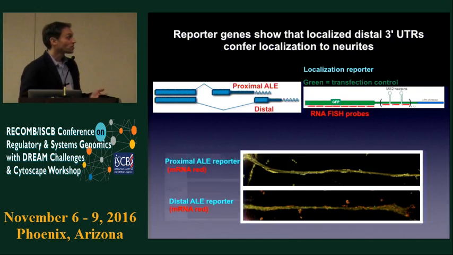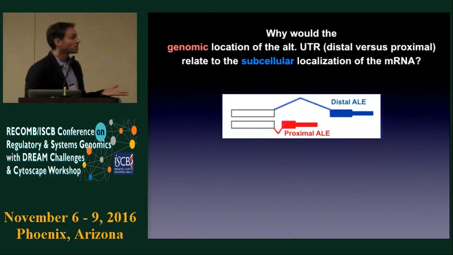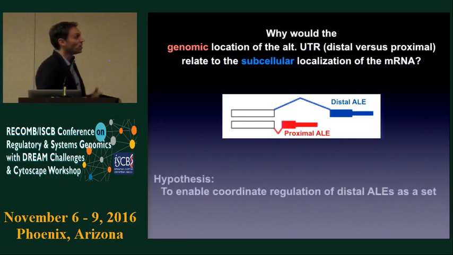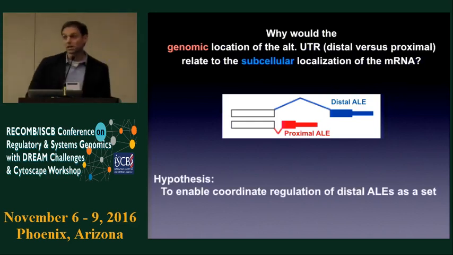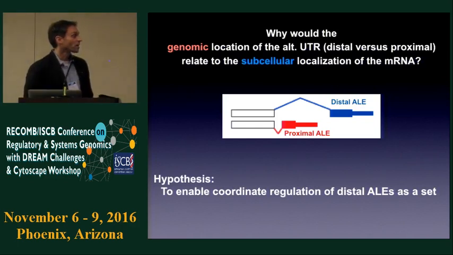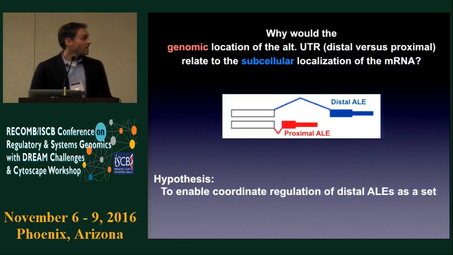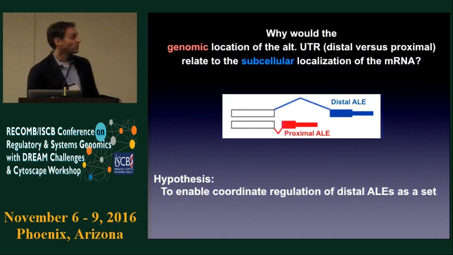So these UTRs are often sufficient to confer neurite localization, but that still left the puzzle of why the genomic location of the UTR, that is distal versus proximal, would be related to the eventual subcellular localization of the encoded messages. And so we scratched our heads a little bit and eventually came up with the hypothesis that perhaps this is a neuron's way of enabling coordinate regulation of the distal ALEs as a subset. That is, you want to turn them all on at one point, and there's some molecular mechanism for doing that.